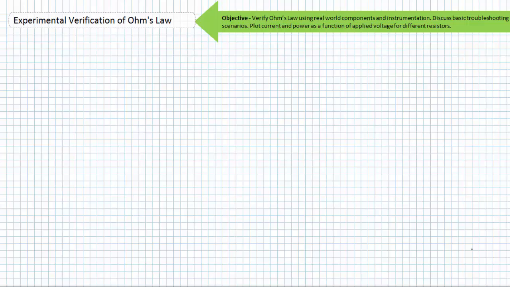I'm your instructor Jim Pytel, and today's activity is experimental verification of Ohm's Law. Our objective today is to verify Ohm's Law using real-world components and instrumentation. Additionally, we'll discuss basic troubleshooting scenarios. Finally, we'll plot current and power as a function of applied voltage for different resistors.